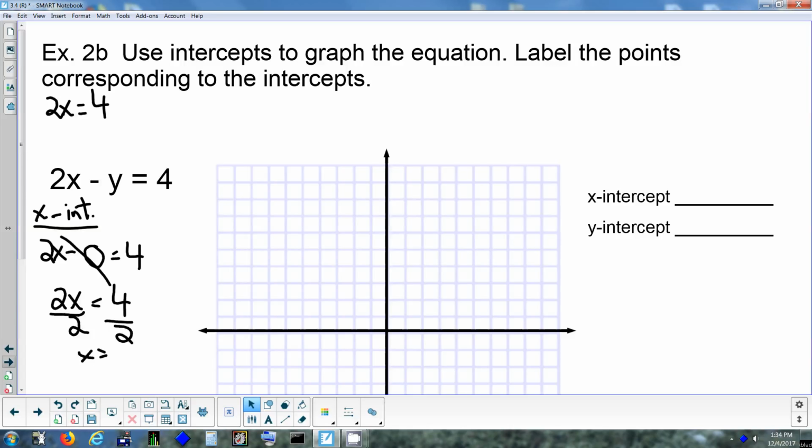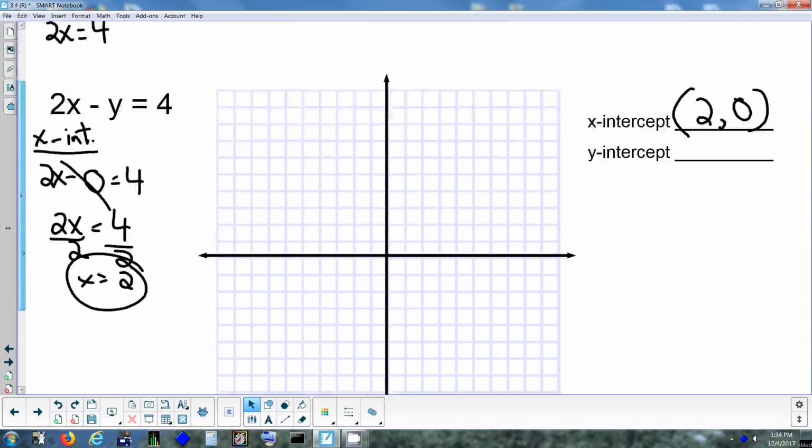X equals what, Paige? X equals 2. So, Paige, what's that coordinate going to be when I label it? 2, 0. Excellent. Very good. An intercept always has a 0 for one of the numbers.